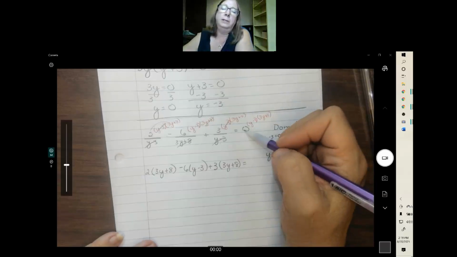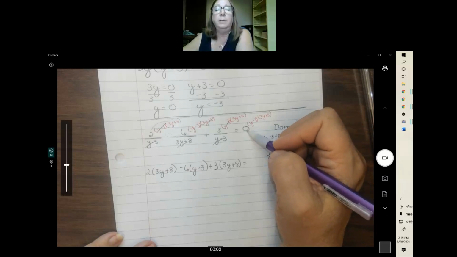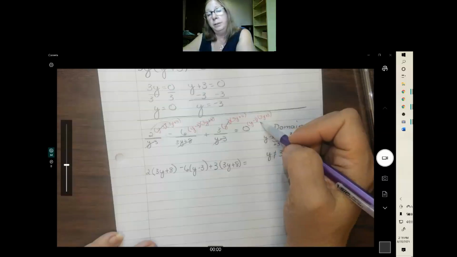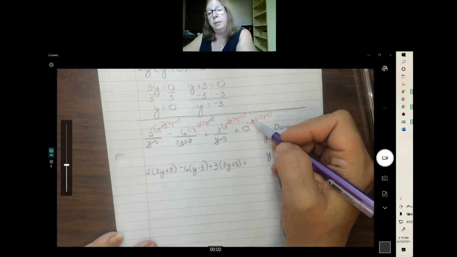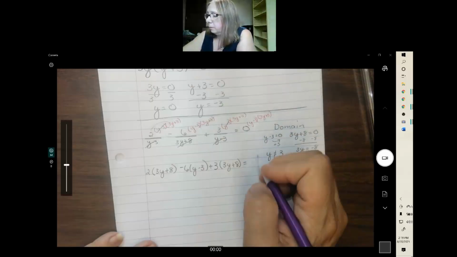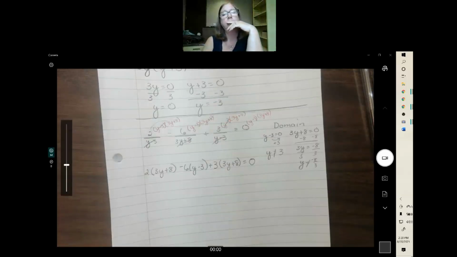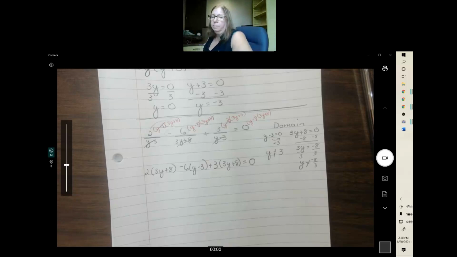And then this one, since it's 0, 0 times anything is still 0. If it were a number, you would have to FOIL this and then distribute the number. But since it's a 0, 0 times anything is 0. Any questions so far? Then we just distribute, combine like terms, and solve.